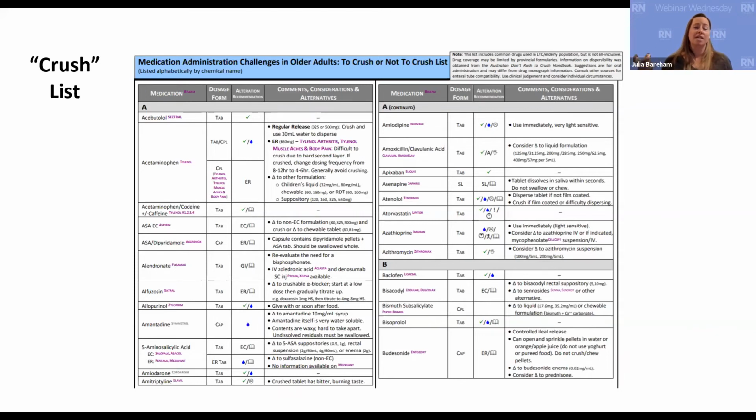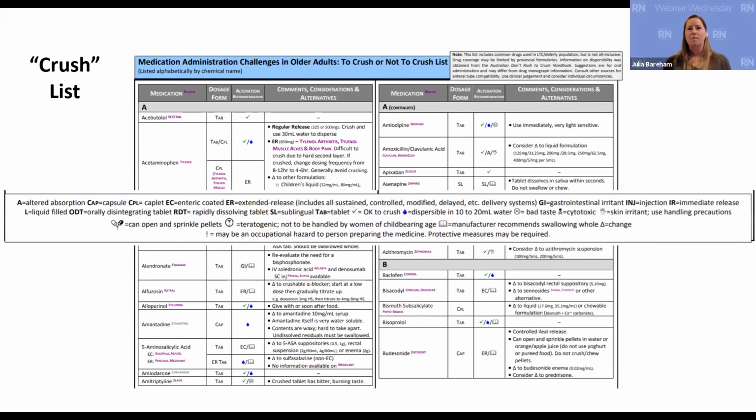So this section, it's rather long in the GERI RxFiles, again, also on the website if you want to take a look. And on the left-hand column, you'll see the name of the medication by chemical and brand name. What dosage form are we talking about? Is it the tablet? Is it the capsule? Is it the immediate release, under the tongue dissolving one? And what can you do to alter it? Can I alter it? And some comments and considerations.